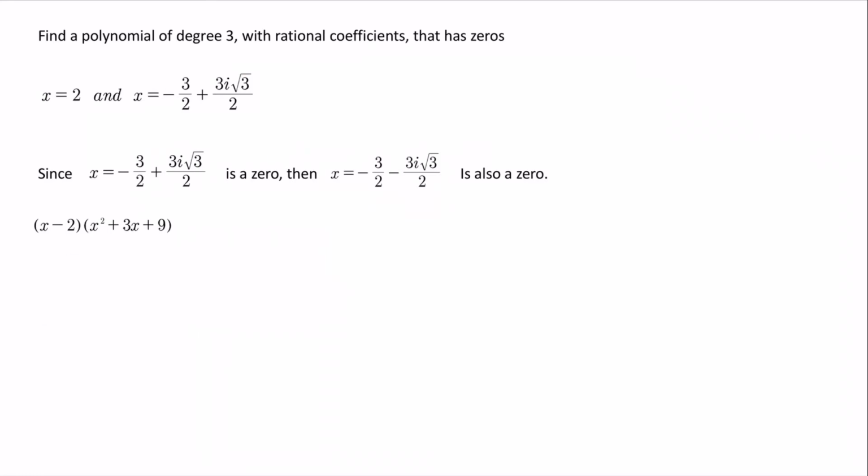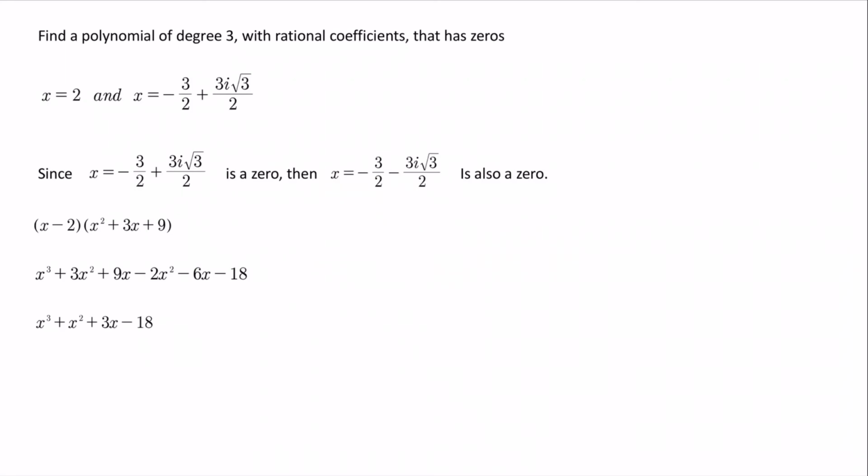Now we will multiply these two factors by multiplying each term in the first factor by each term in the second factor. So we will have x cubed plus 3x squared plus 9x minus 2x squared minus 6x minus 18. Then when we combine like terms, we wind up with x cubed plus x squared plus 3x minus 18.